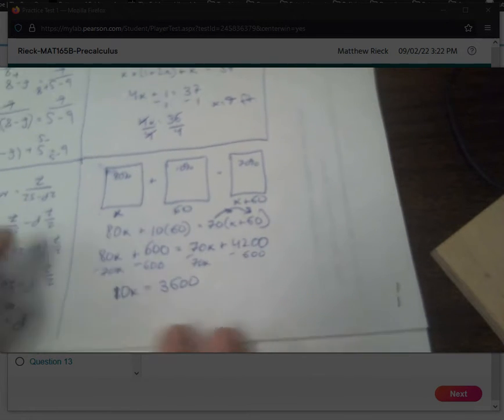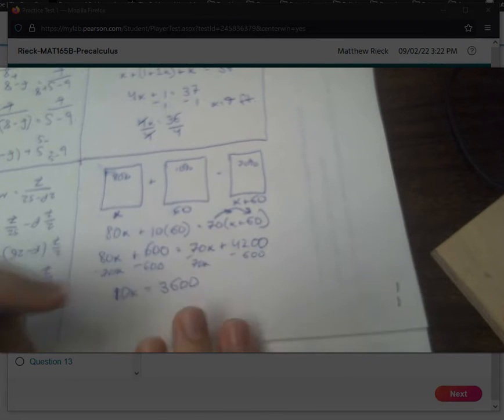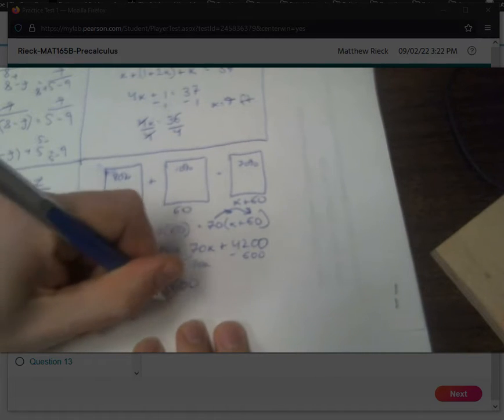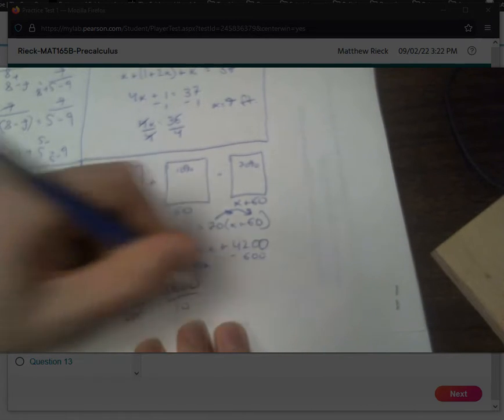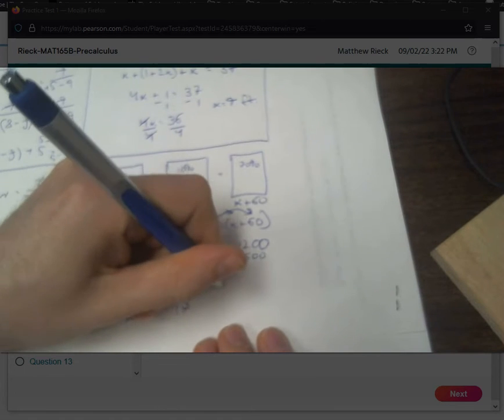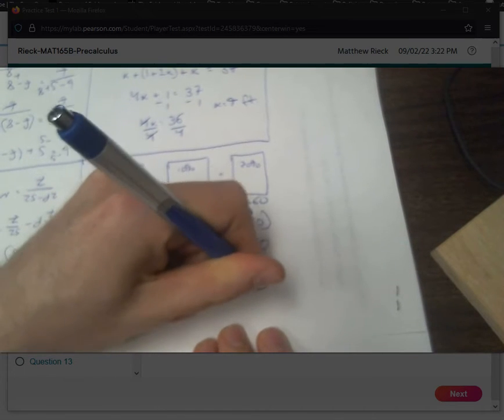Once you get everything involving your variable on one side, everything else on the other side, you just divide by your coefficient. So you end up with x equals 360.